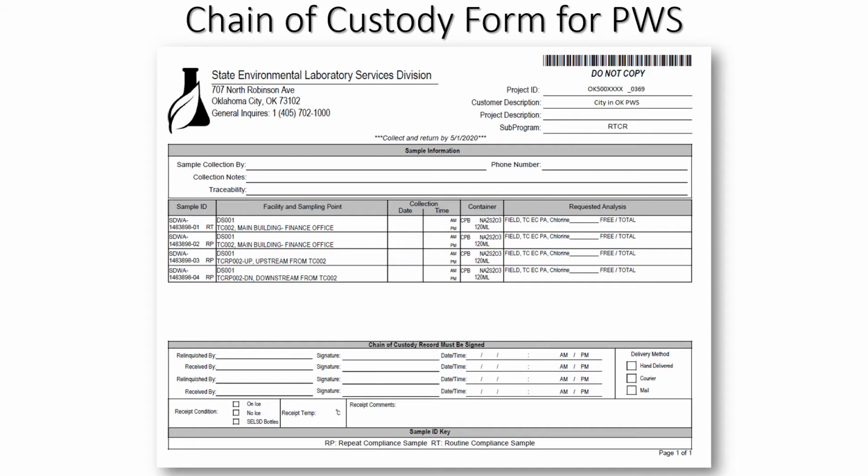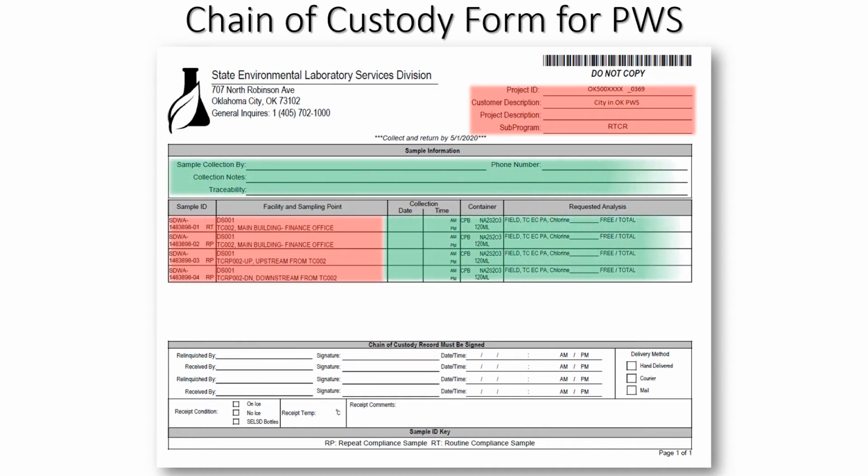Here's an example of a pre-logged compliance sample chain of custody. These are mailed to our public water supply customers with their sampling supplies. Information on the form will already be populated with the information from CIDWIS and Drinking Water Watch for schedules and contacts. These are indicated in red. You will still need to fill out the sampler, the date and time of collection, and other field measurements like free or total chlorine values. These are indicated in green.